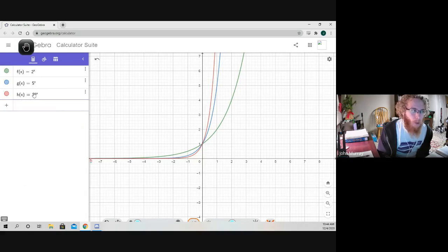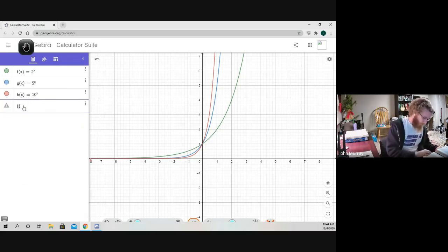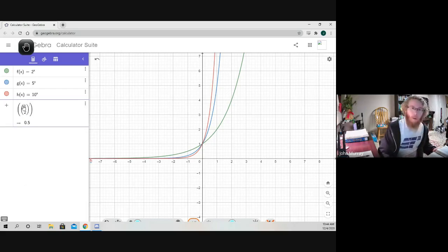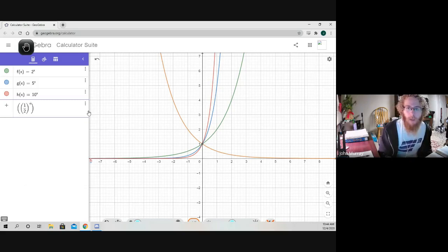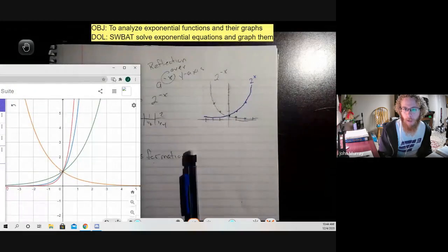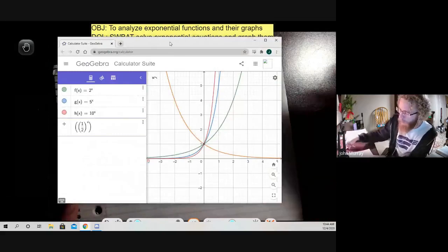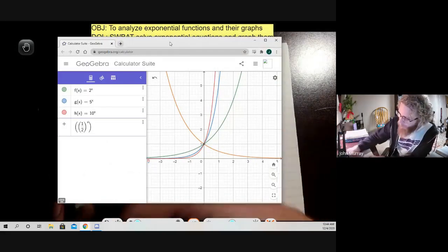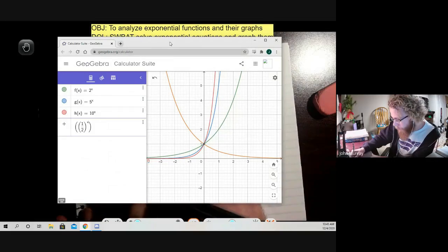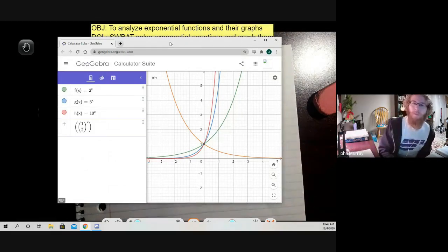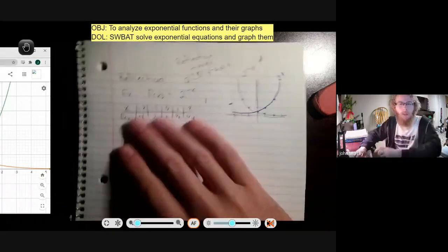Okay, now for our base, we're sticking with positive numbers, but they don't have to be whole numbers. I can do 1/2 to the x. Okay, well, let's take a look at this for a second. That kind of just looks like what we just came up with. So let's talk about that for a second. Let me get rid of this. All right, so 1/2 to the x.